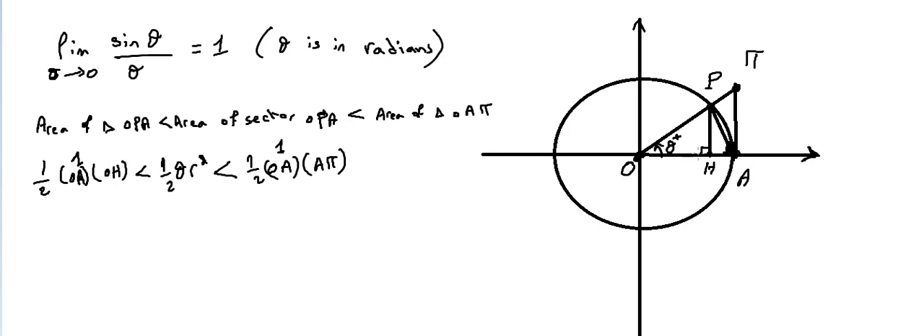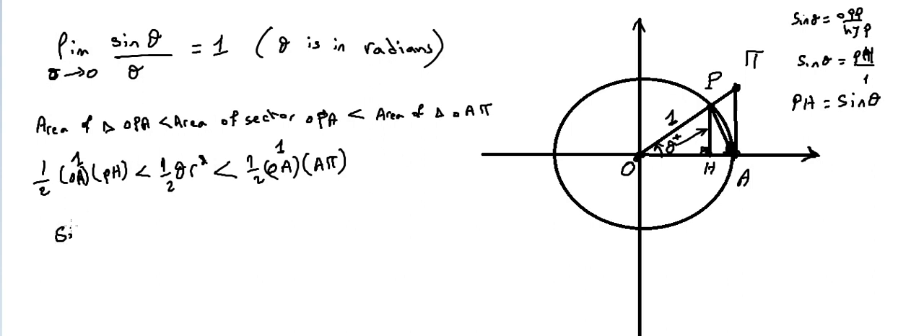It's not OH, sorry, I did something wrong over here. If OA is the base in the triangle, PH is the height, not OH. So PH is equal to what? PH is opposite to theta. Sine theta is opposite over hypotenuse, and the hypotenuse is OP, which is the radius of the trigonometric circle, equal to 1. Then PH is equal to 1 times sine theta, which is sine theta. So instead of PH, I can write sine theta.